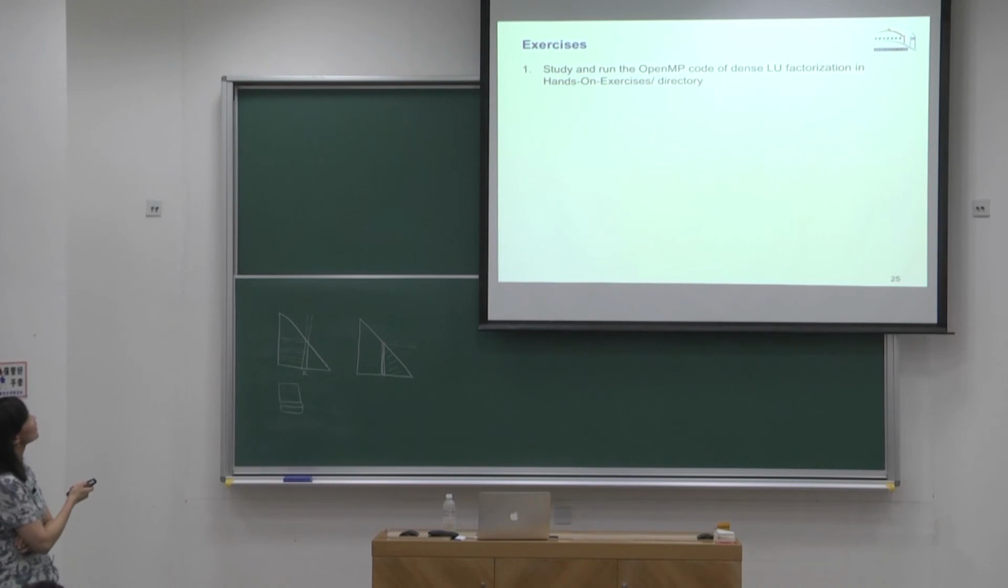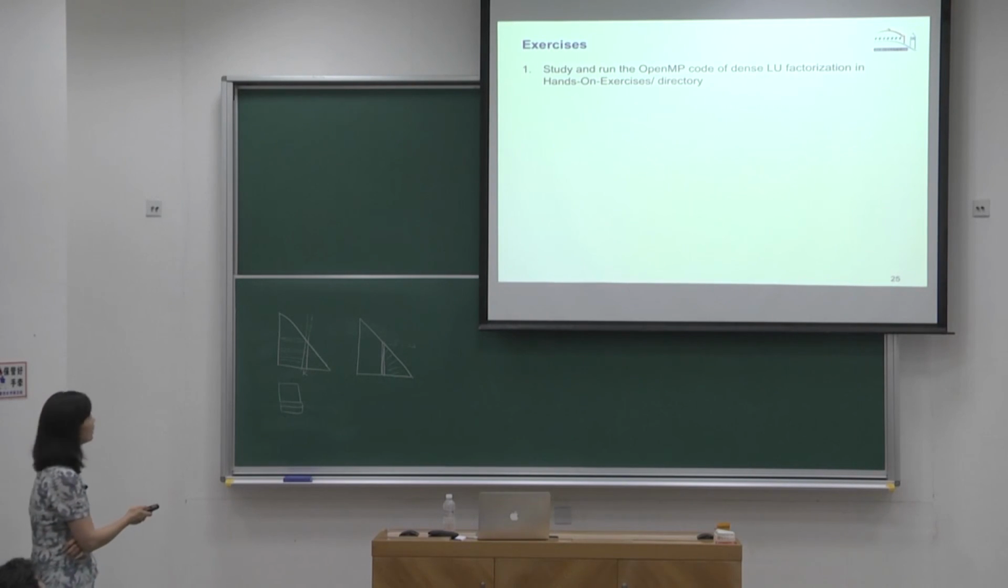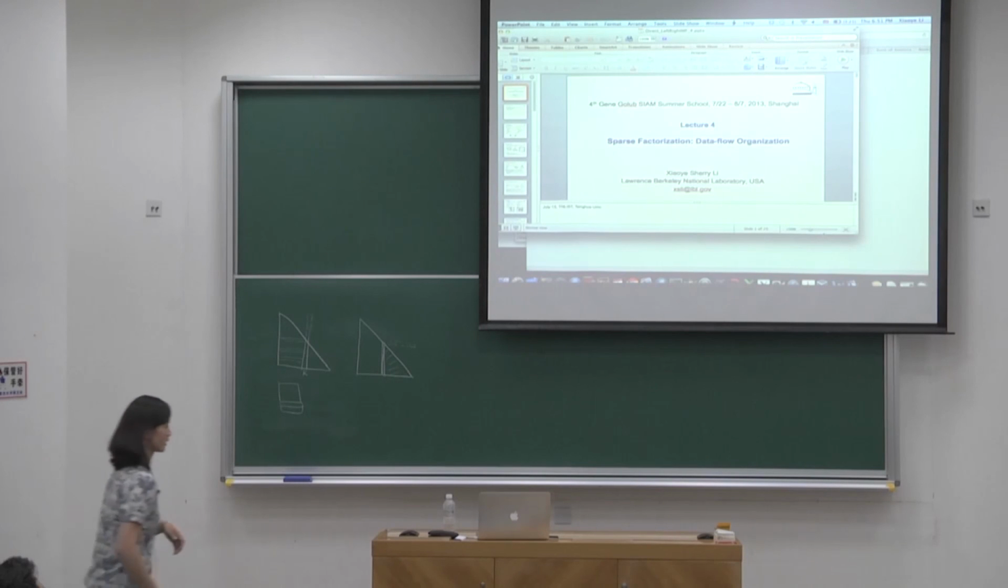That's good for you. So what you can do is really, this is a dense code in the hands-on exercise. The code is fully there. So what you can do is to run the code. It's an OpenMP code, but it's a dense LU. It's more involved with the partial pivoting. So it's more involved than dense GEMM you are working on. And it's an OpenMP code, so you can study that. Okay, so that's this lecture.